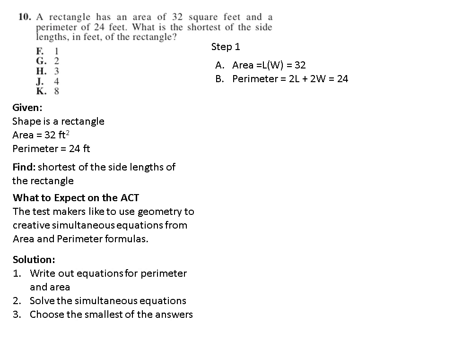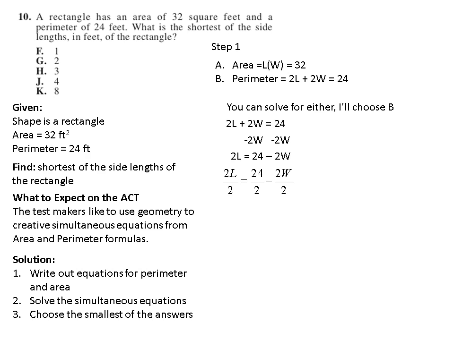So in step 1, we write out our area formula, which is length times width, and set equal to 32. And we write out our perimeter formula for a rectangle, which is 2L plus 2W equals 24. So you can solve for either. I'll choose to solve for L. So 2L plus 2W equals 24, and I'm going to solve for L. So subtract 2W from both sides, which results in 2L equals 24 minus 2W. And then I'm going to divide both sides by 2, which results in L equals 12 minus W.